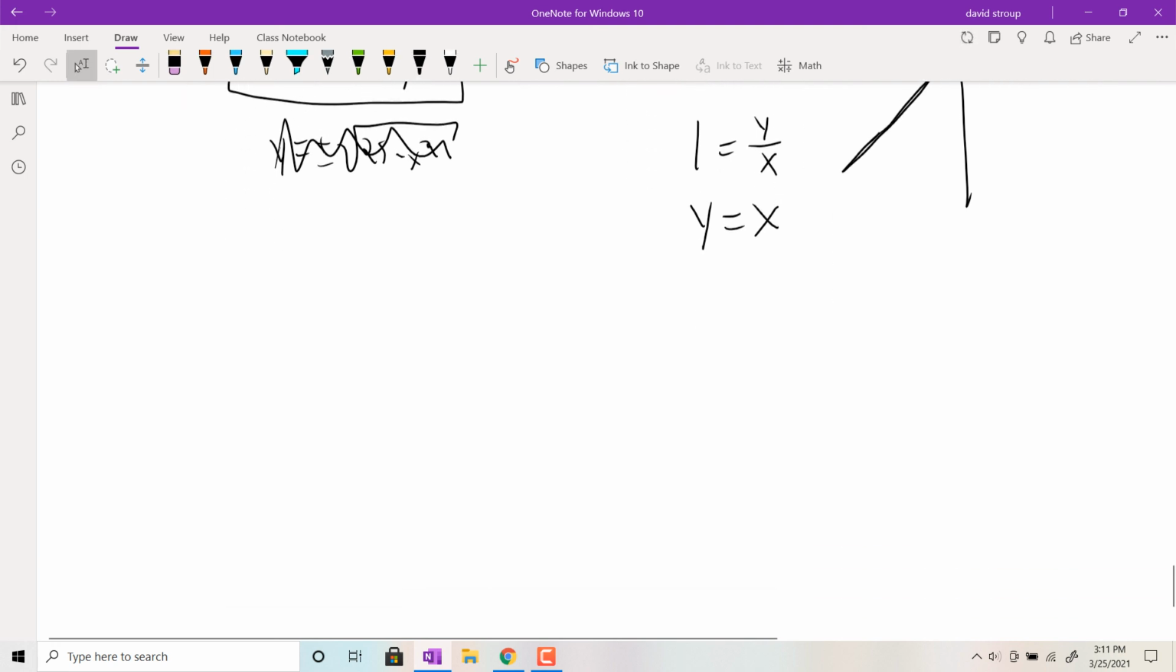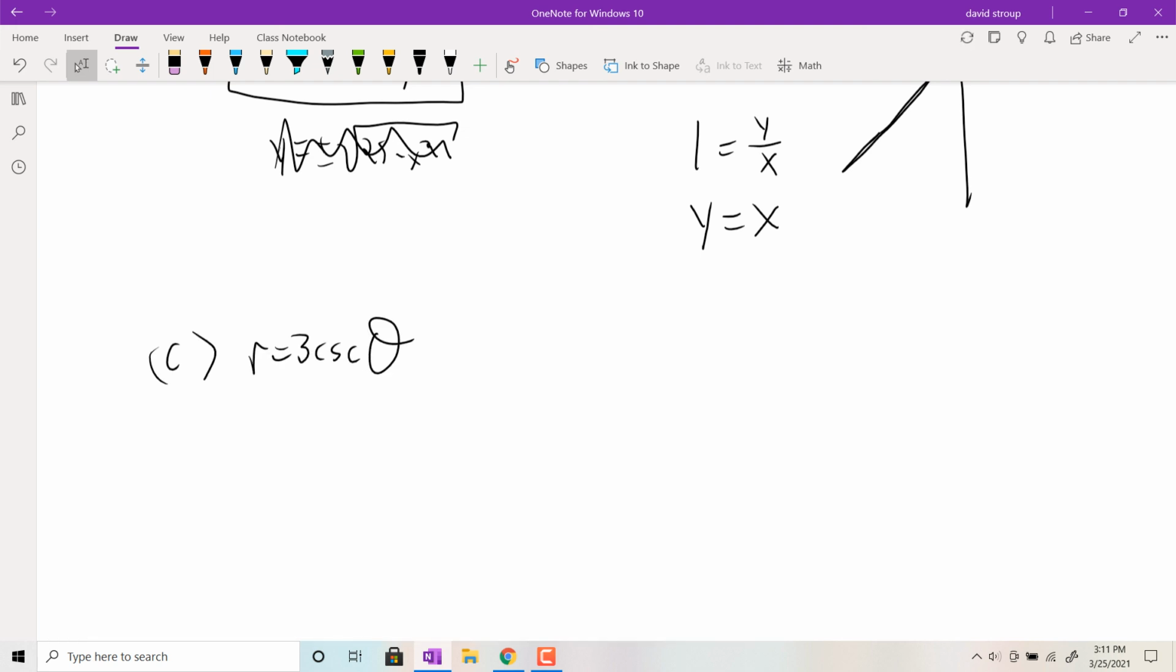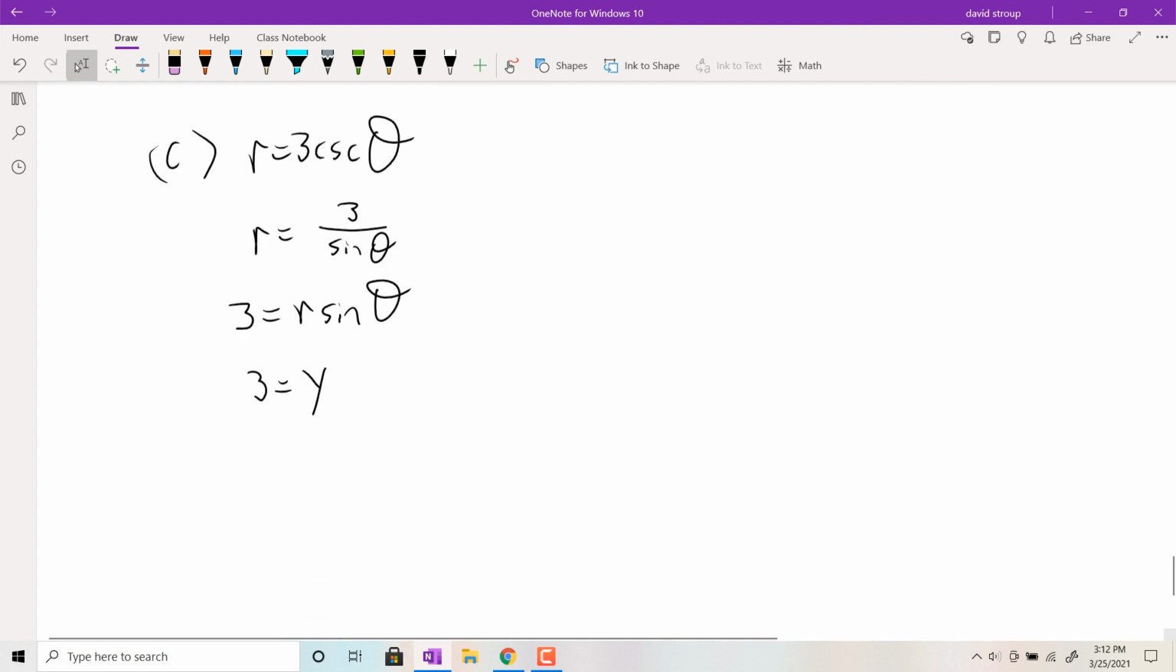Let's look at part C. This is r equals 3 cosecant theta. Okay, so note cosecant is the same as 1 over sine theta. You multiply both sides by sine, you get 3 equals r sine theta. That r sine theta, what is that? That's y, right? So this is 3 equals y. So a horizontal line in polar coordinates is not as pretty as the horizontal line in rectangular coordinates. Let's look at one last one.